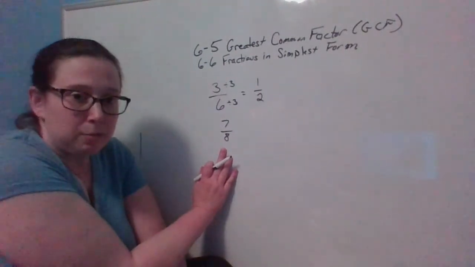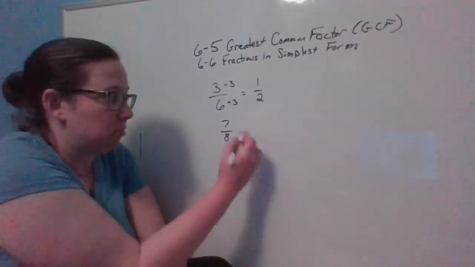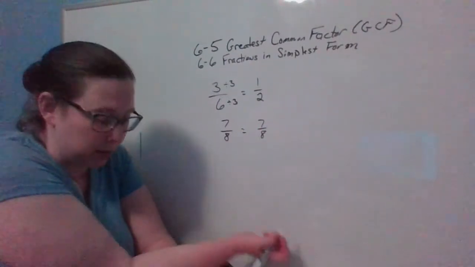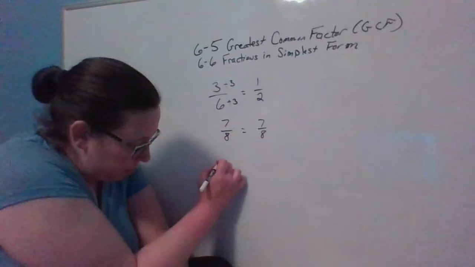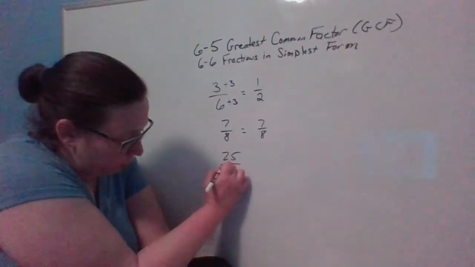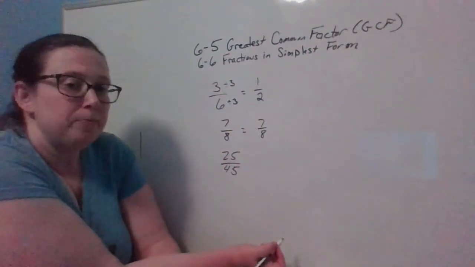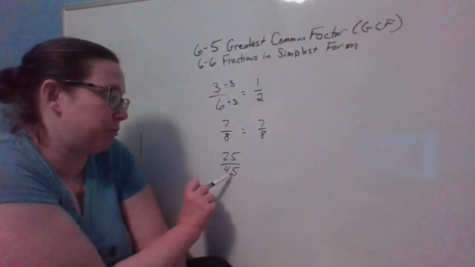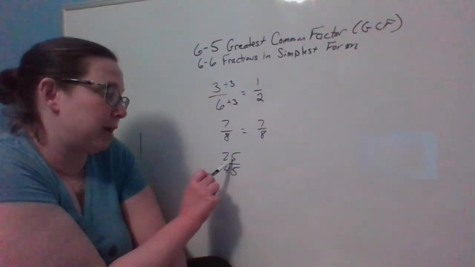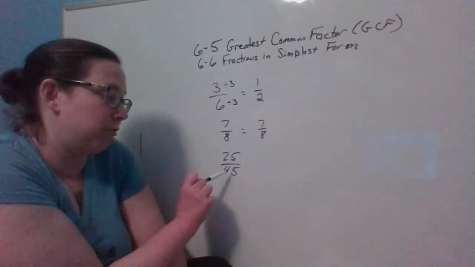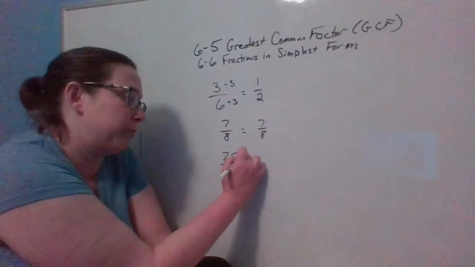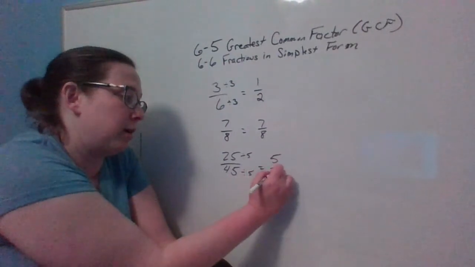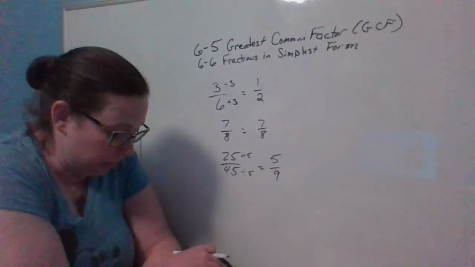7/8. Greatest common factor is 1. I'm done. My answer here, my simplified fraction, is 7/8. That's as simple as I can get. Next up, let's look at 25/45. So when I think about 25/45, 25 does not go into 45. My next factor in 25 would be 5, which does go into 45. So that's my GCF. And I divide, and I get 5/9.